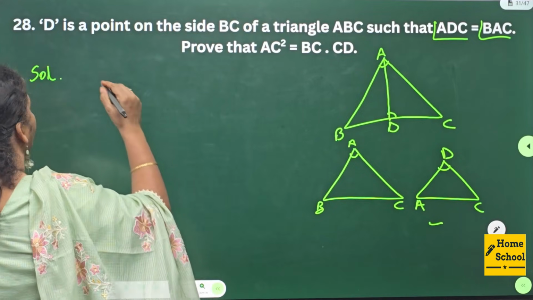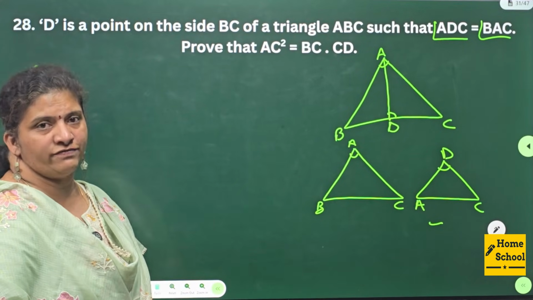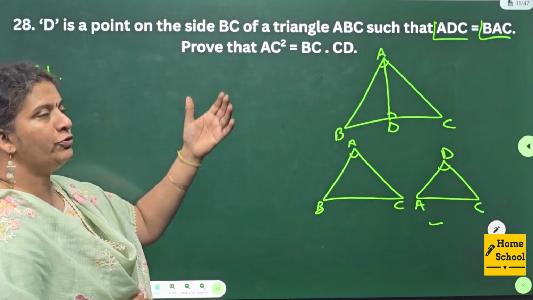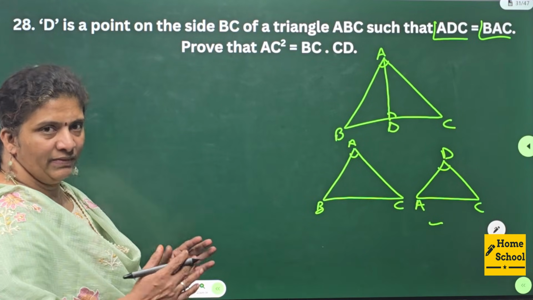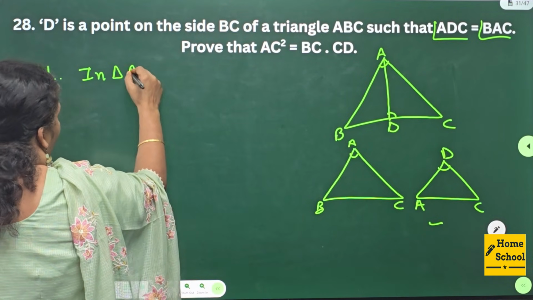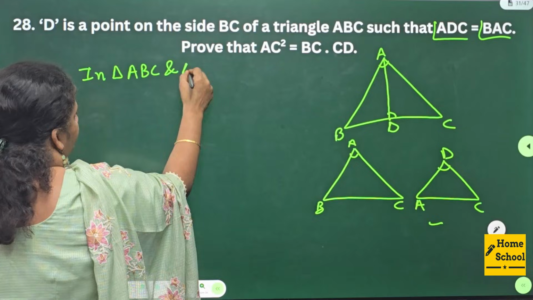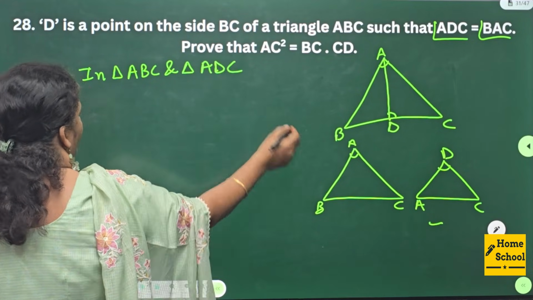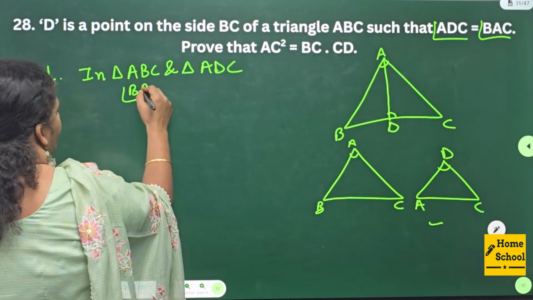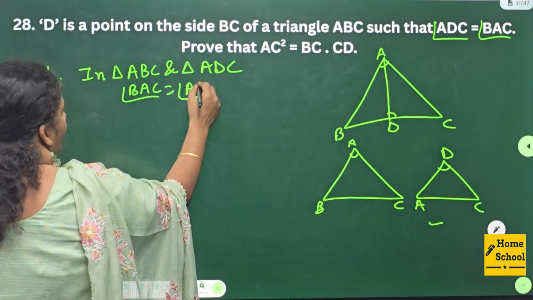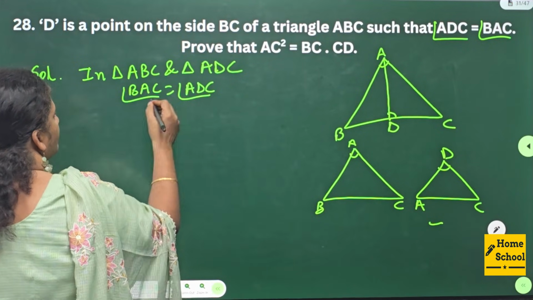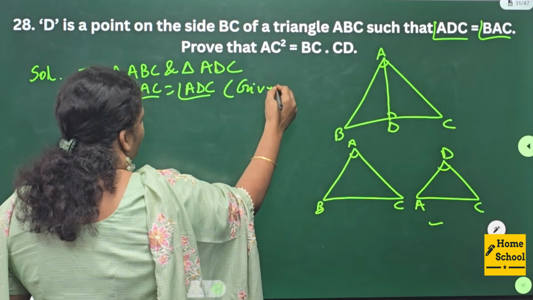Right? So for the given data, please write: D is a point on the side BC of a triangle ABC and given angle ADC is equal to angle BAC. To prove: AC square is equal to BC into CD. After that, in triangle ABC and triangle ADC, I am taking this triangle first, right? So what did they give? Angle BAC is equal to angle ADC, because ADC is that side. I am considering this first triangle. What is the reason? They have given this.